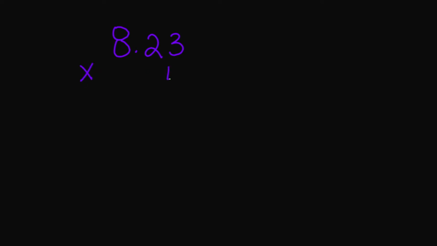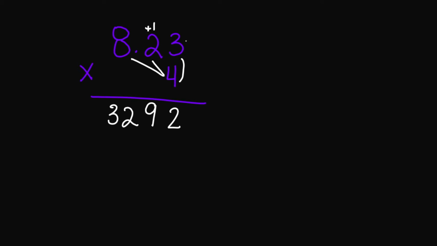8.23 times 4. So first we're going to multiply 4 times 3. That's 12. I'm going to write my 2, carry the 1. 4 times 2 is 8, plus 1 more is 9. I'm going to write my 9. And then we have 4 times 8. That's going to be 32.